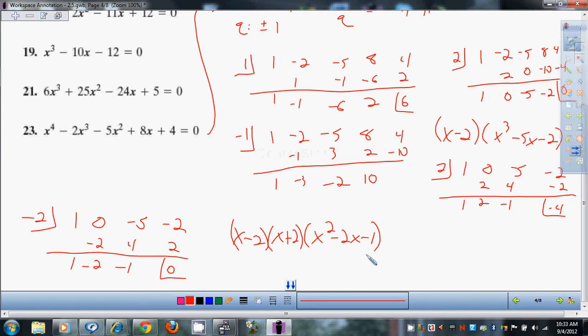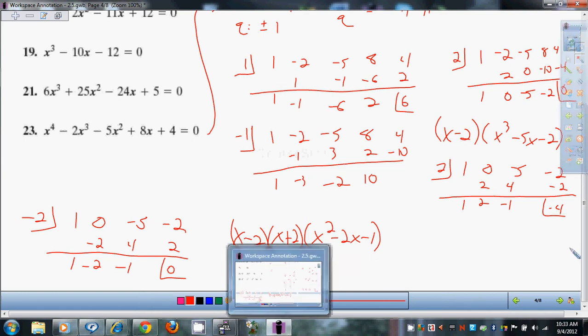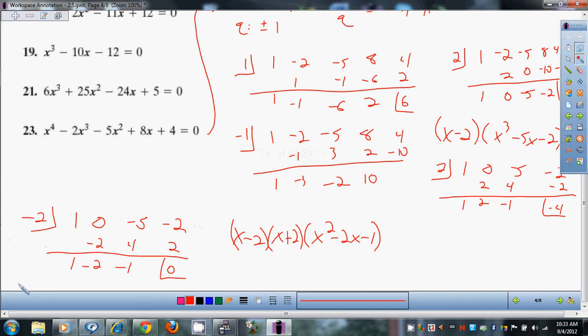Good question. Well, no, because 1 and negative 1, if they didn't work in this one, they're not going to work in this one. The same ones keep rolling over. Okay, how do I find my last two? Quadratic formula.